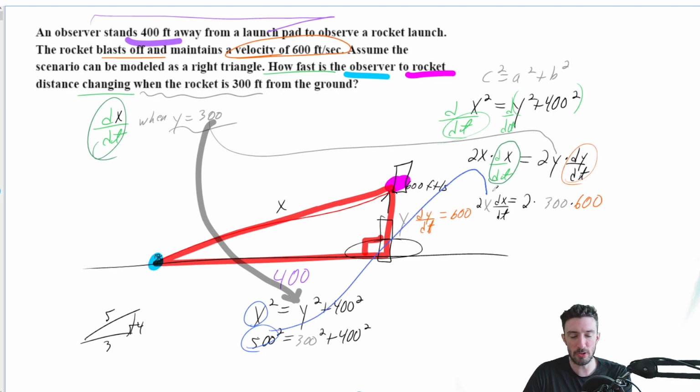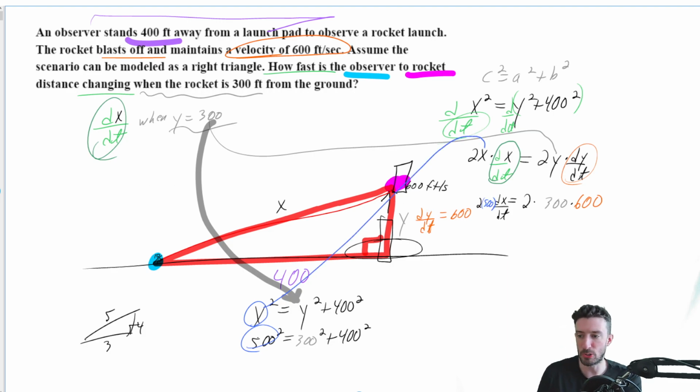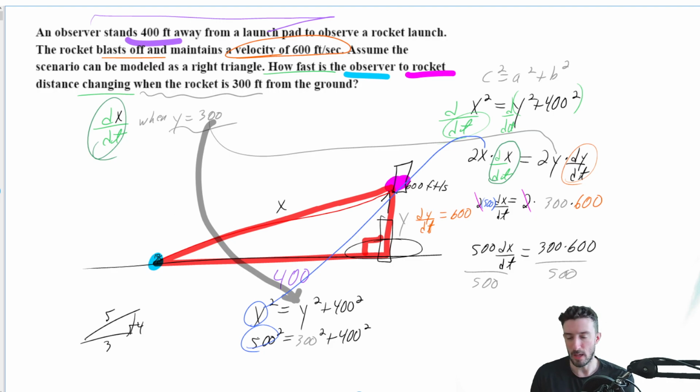So we're going to take this 500, we're going to pop that in where the x goes. So right over here, I'll put 500. It turns out there's a 2 on both sides, so that cancels. And now you're left with 500 dx dt equals 300 times 600. Now you want to divide both sides by 500. And we can cancel out these zeros here. So we're just left with 3 times 600, which is 1800, over 5.